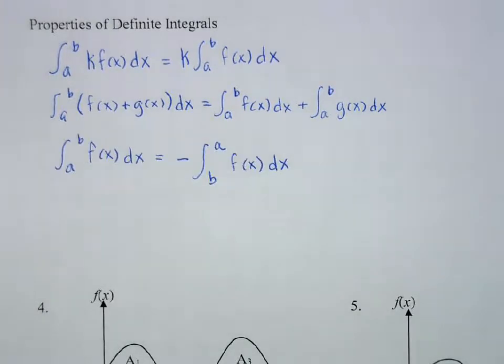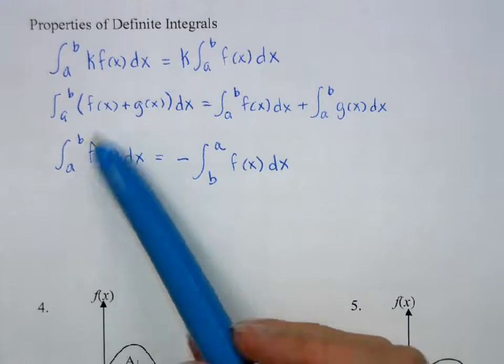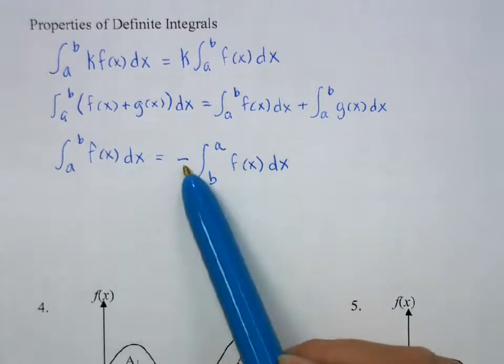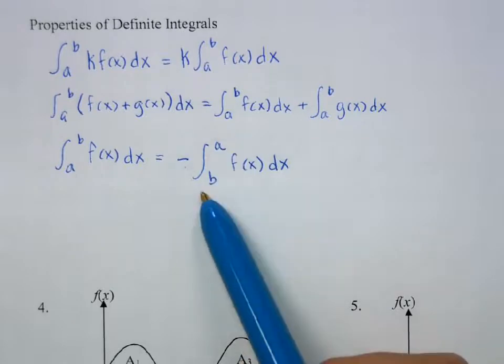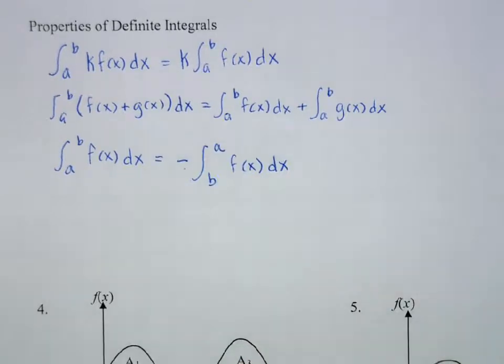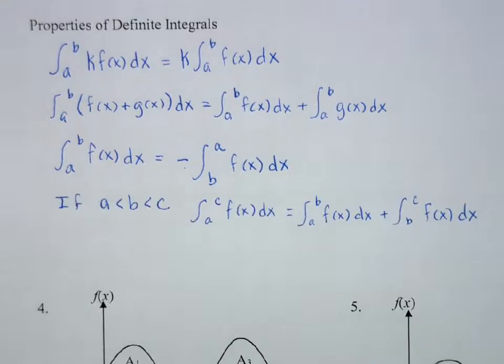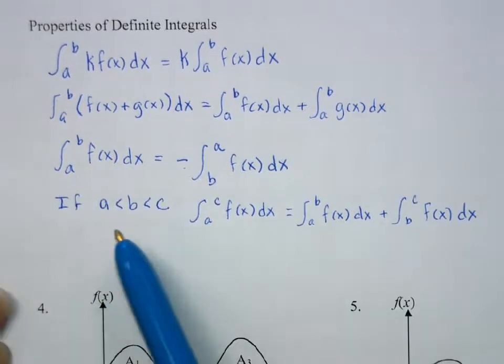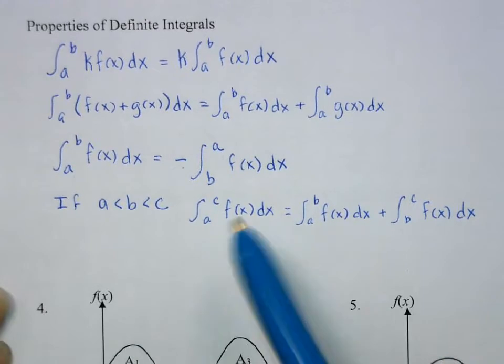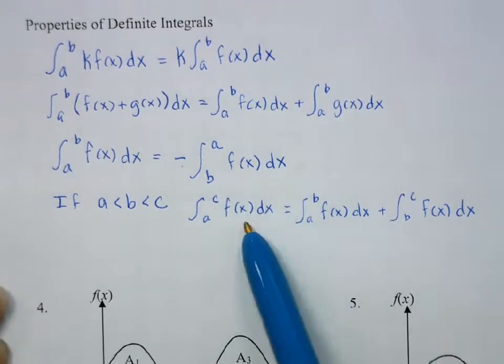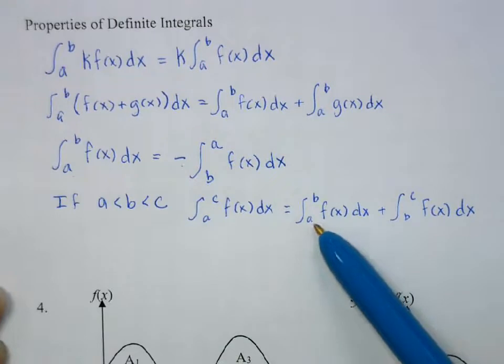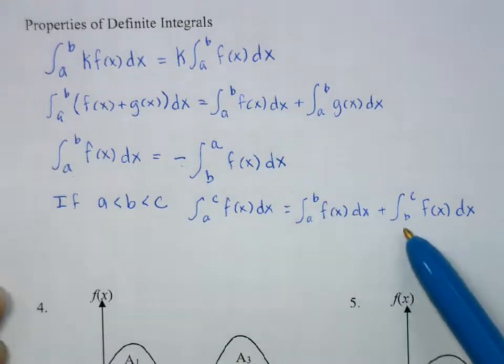The next one, if we have the integral from a to b of f of x, that's going to equal the opposite of the integral from b to a. So if the bounds are flipped, then it's going to be the opposite of whatever that was. Okay, the next one, if a is less than b is less than c, then the integral from a to c of f of x is equal to the integral from a to b of f of x plus b to c.